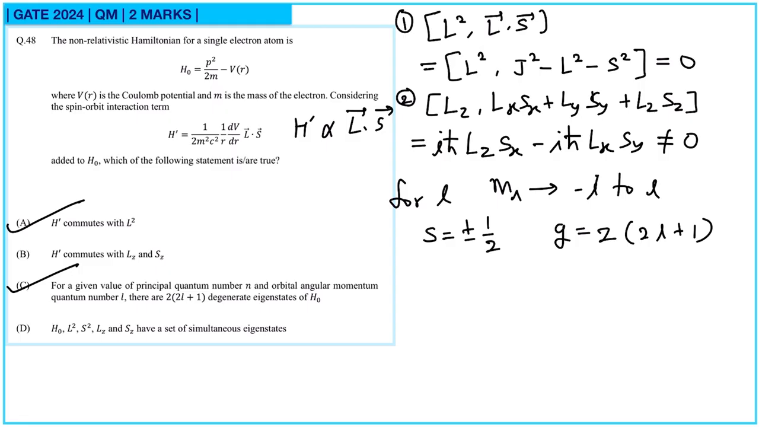And option D: H0, L square, S square, Lz, Sz have a set of simultaneous eigenstates. Now all these operators commute with each other, so they do have a common set of eigenstates. So option D is also correct.